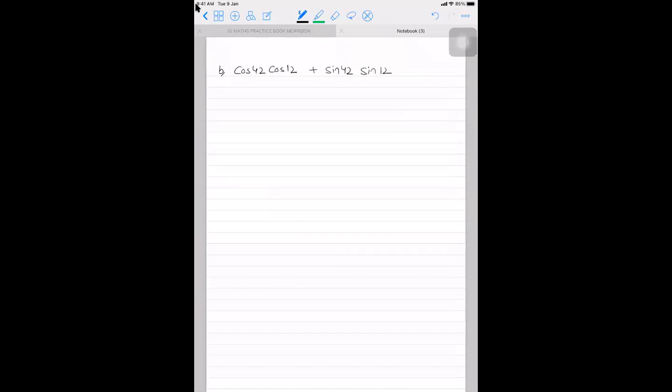Cos of 42 cos of 12 plus sine of 42 times sine of 12. Now, if you recall, this is in the form of cos A cos B plus sine A sine B, where A is 42 and B is 12. So this is the expanded form of a compound angle. What is the compound angle over here? Which trigonometric ratio will it be?